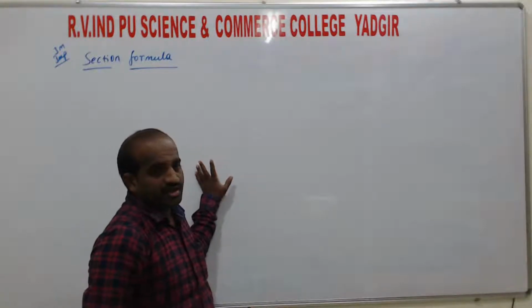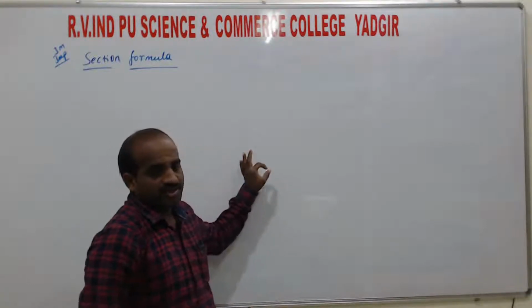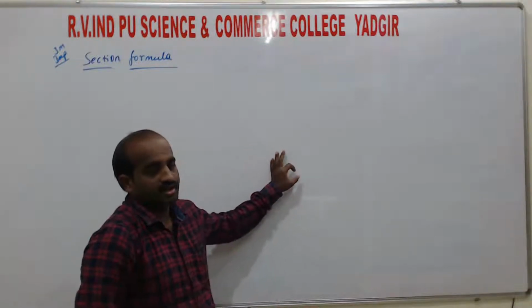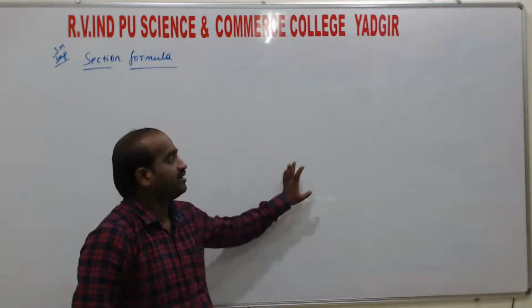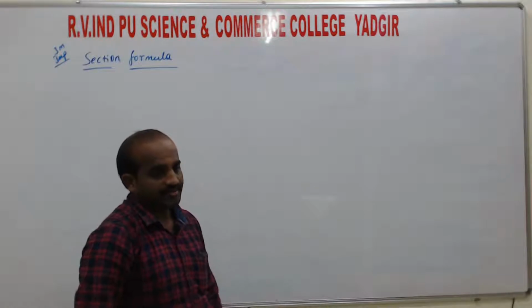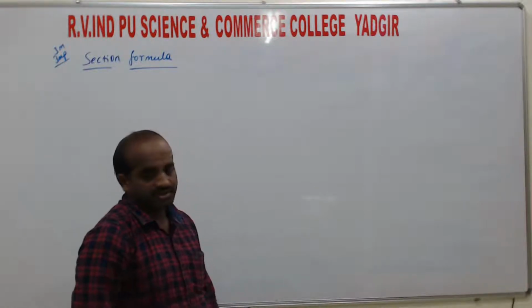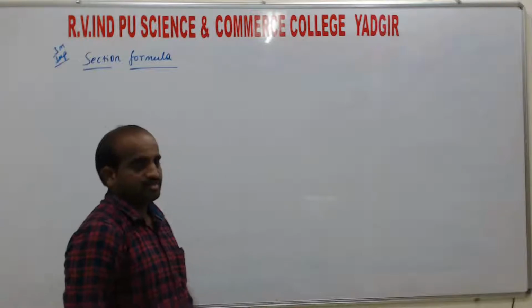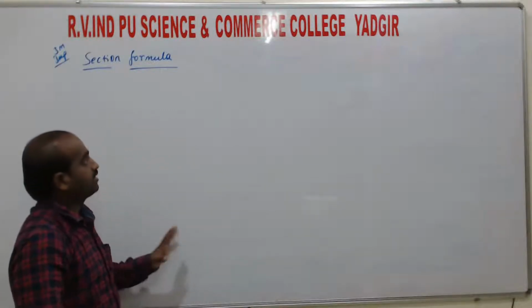In internal division, P of x y z is mx2 plus nx1 divided by m plus n, comma my2 plus ny1 divided by m plus n, mz2 plus nz1 divided by m plus n. Next, external is minus, mx2 minus nx1 divided by m minus n, and so on.